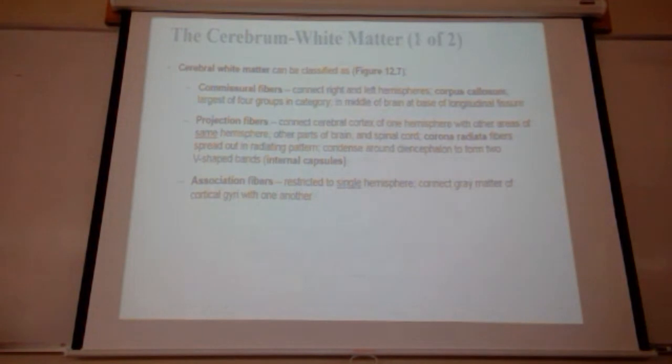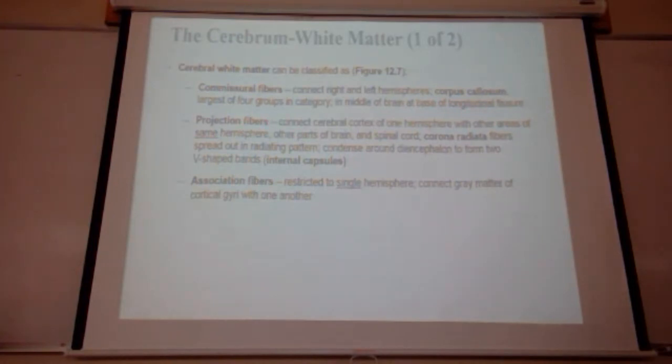The cerebral white matter can be classified as the commissural fibers, the projection fibers, or association fibers. The commissural fibers connect the right and left hemispheres. The corpus callosum is the largest of the commissural fiber groups. It's found in the middle of the brain at the base of the longitudinal fissure.